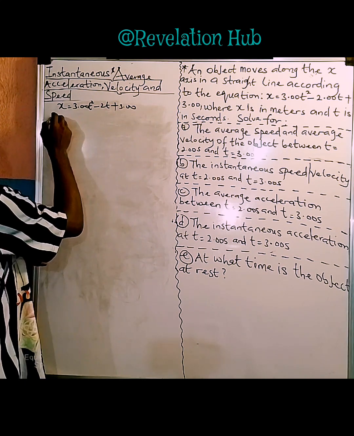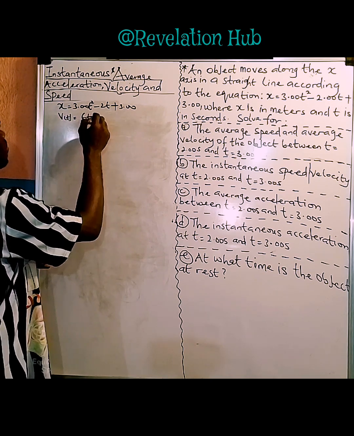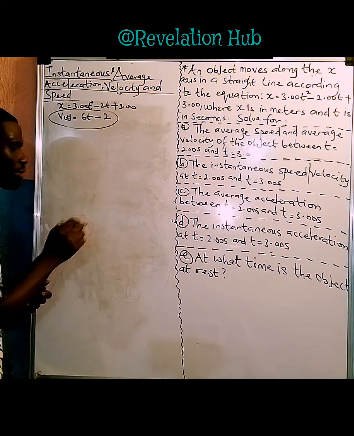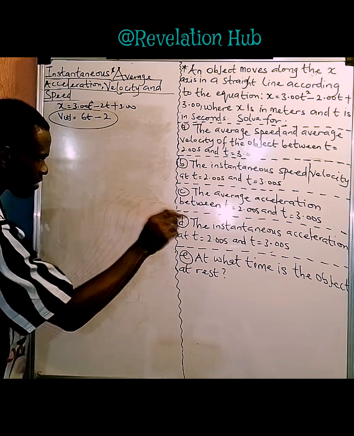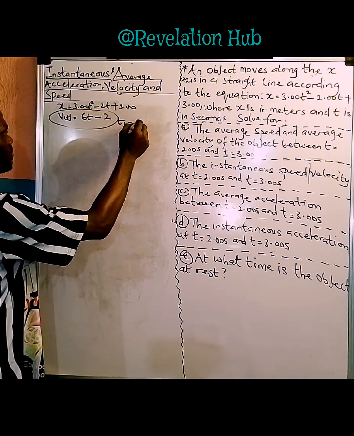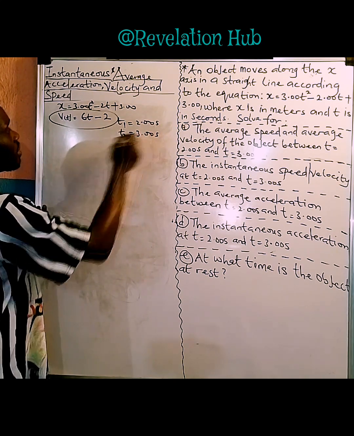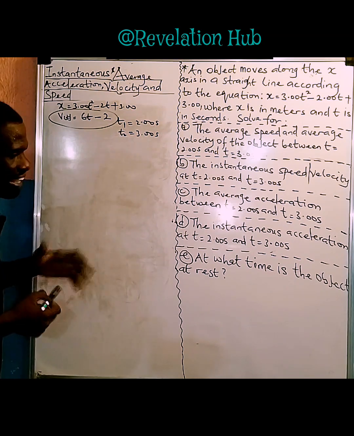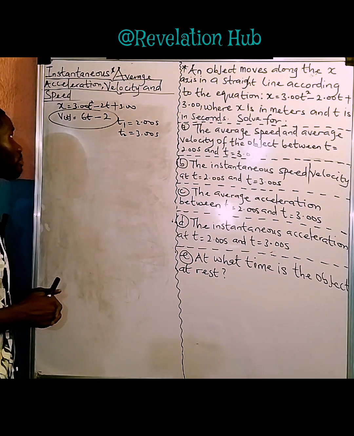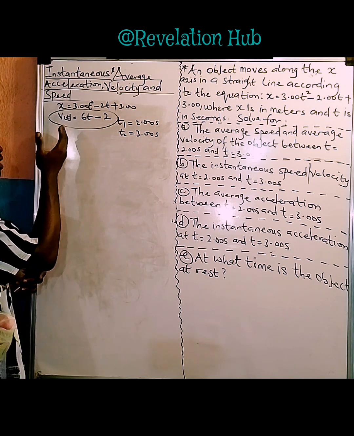Now don't forget the velocity we got here at the time interval. We got 6t minus 2. That is the velocity that we have. So how do we get the instantaneous acceleration at time 2 seconds and at time 3 seconds? Getting instantaneous acceleration is very, very simple, but first of all we have to look for a way to differentiate this.